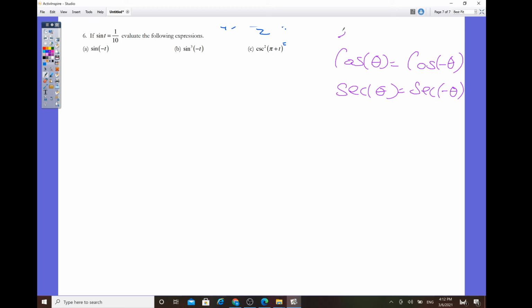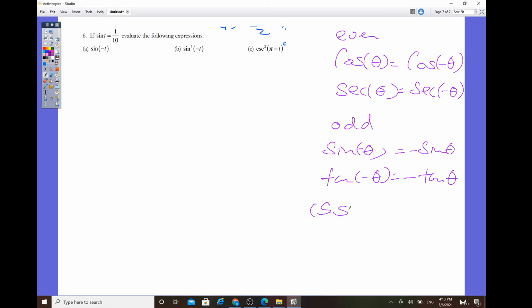But what about the odd function property? So let's say sine of negative theta is the same as negative sine theta. And then tangent, similar. Tangent of negative theta is the same as negative tangent of theta. And then cosecant of negative theta is the same as negative cosecant of theta. And then one more, which is cotangent. Cotangent of negative theta is the same as negative cotangent of theta.